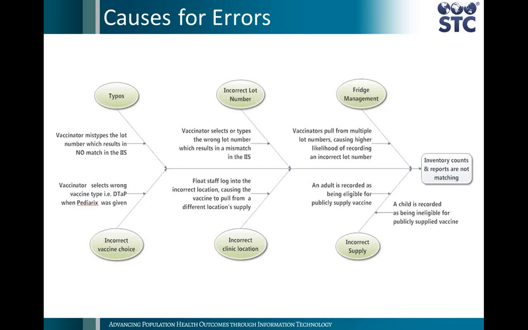A lot of vaccinators will use the same lot number over and over and memorize that, and as soon as the box is done, they forget that they need to change the lot number. So really making sure that you only have one box open and all vaccinators know which lot number to be pulling. Making sure you're picking the correct vaccine is always very important. So that's a very common cause for an error as well.